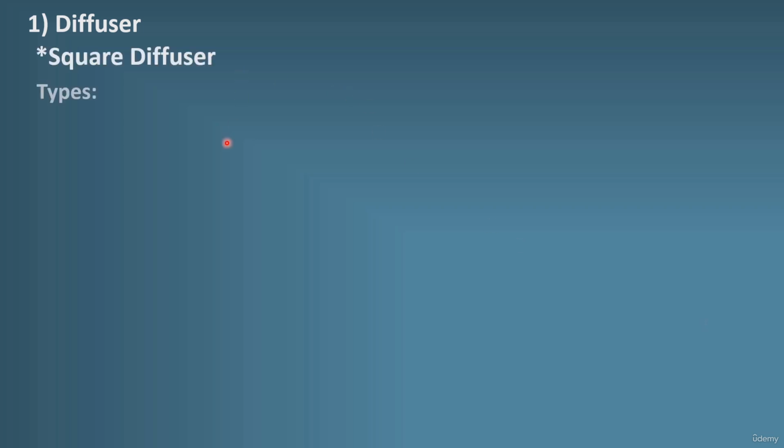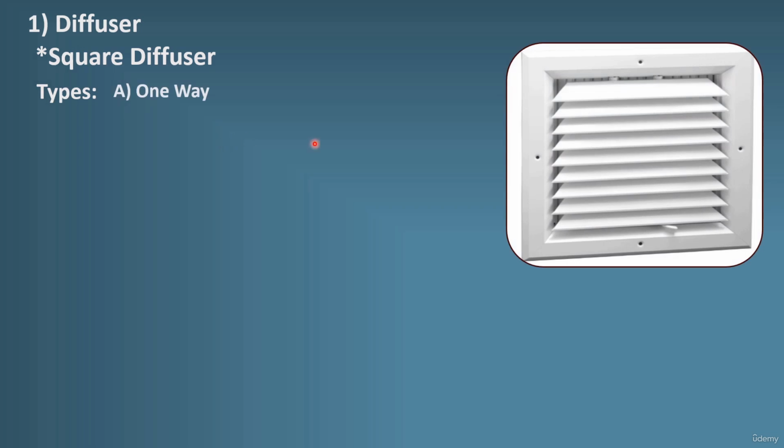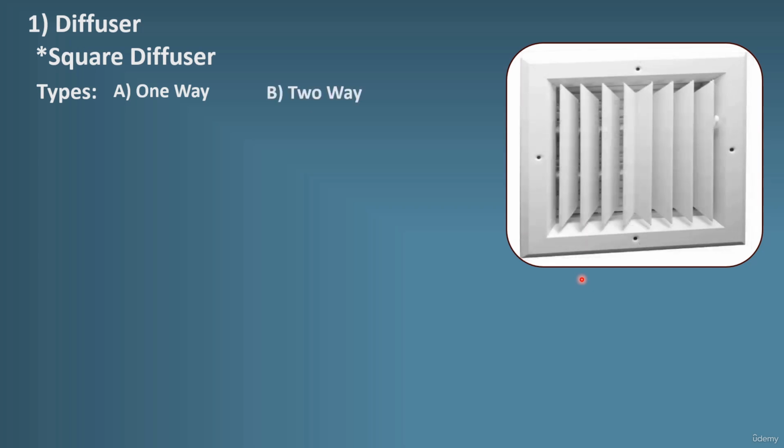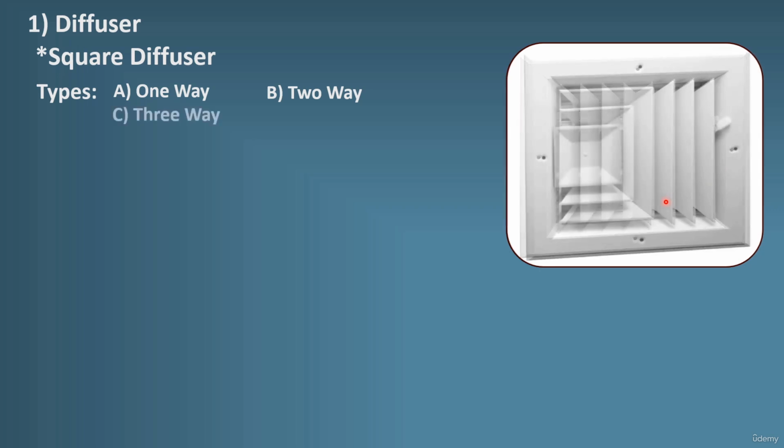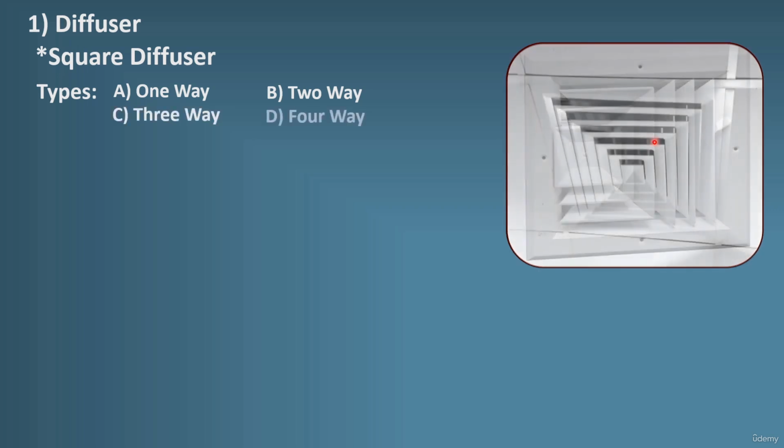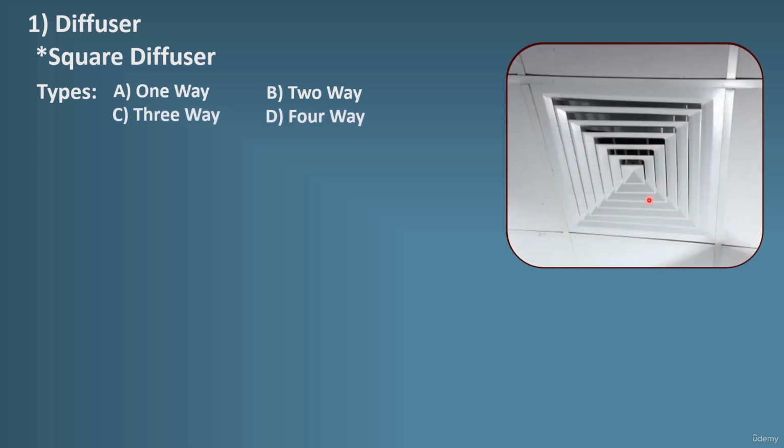We have different types. One way, as you can see in this picture, the air will move in this way only. Next, two ways diffuser. The air moves in two directions. For example, in corridor where the corridor width is short, we can use this kind of diffuser. Next, third way, and finally the four-way diffuser. Four-way square diffuser is the most common used one.